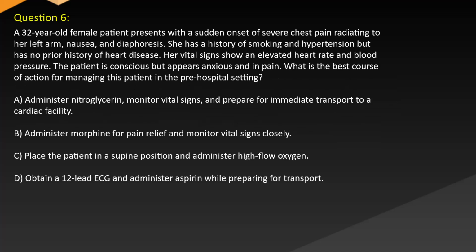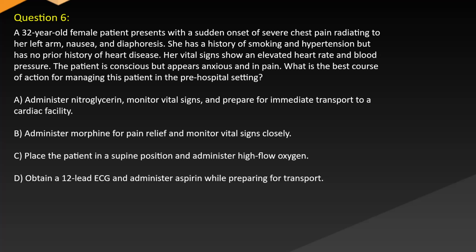Question 6. A 32-year-old female patient presents with a sudden onset of severe chest pain radiating to her left arm, nausea and diaphoresis. She has a history of smoking and hypertension but has no prior history of heart disease. Her vital signs show an elevated heart rate and blood pressure. The patient is conscious but appears anxious and in pain. What is the best course of action for managing this patient in the pre-hospital setting?